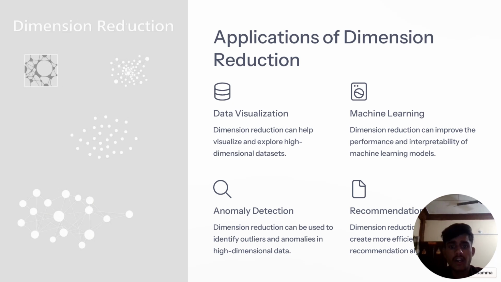Anomaly detection. Dimension reduction can be used to identify outliers and anomalies in high-dimensional data. Recommendation systems. Dimension reduction can be used to create more efficient, accurate recommendation algorithms.